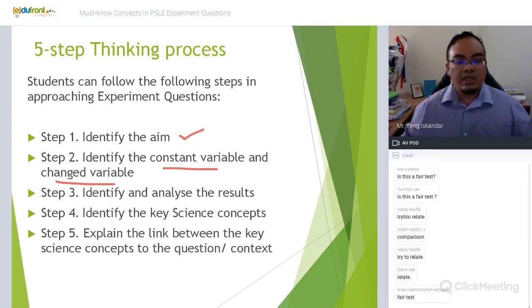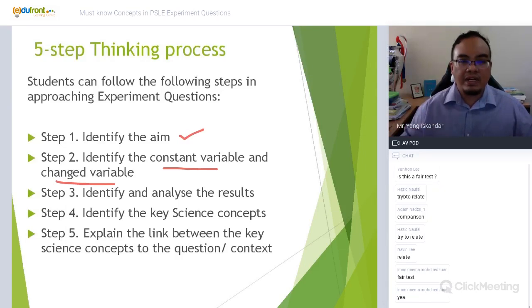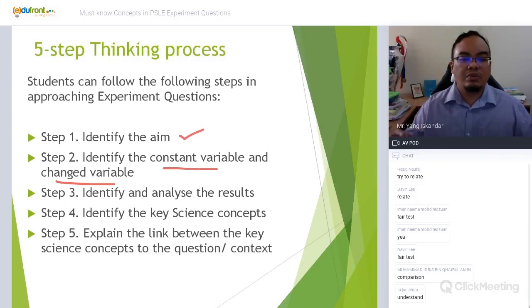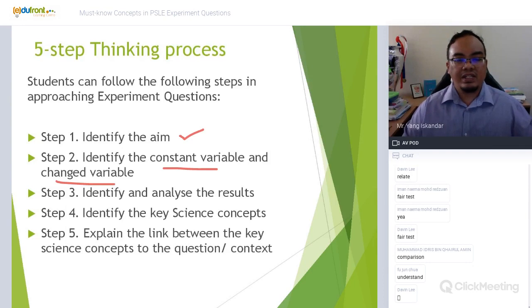You need to identify if there's more than one change variable. If you spot there's more than one change variable, then you must state this is not a fair test, and you must be able to explain why. And secondly, they may ask you what changes you can make to the setup to ensure a fair test. So you need to write down what change you need to make in the setup.